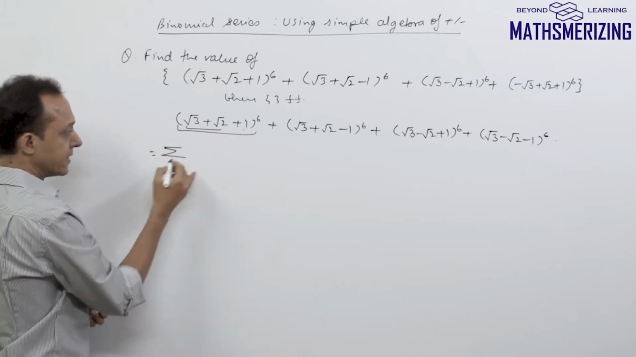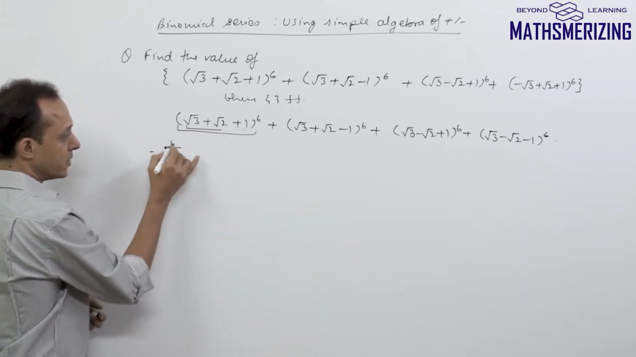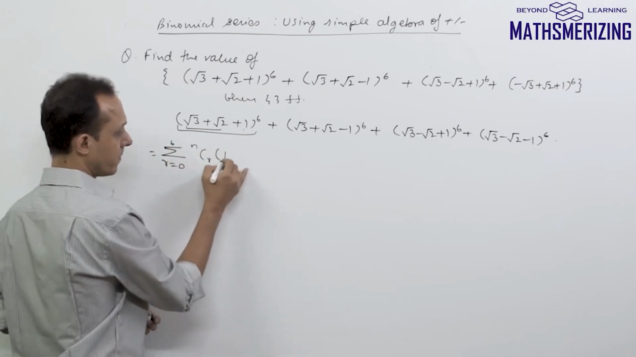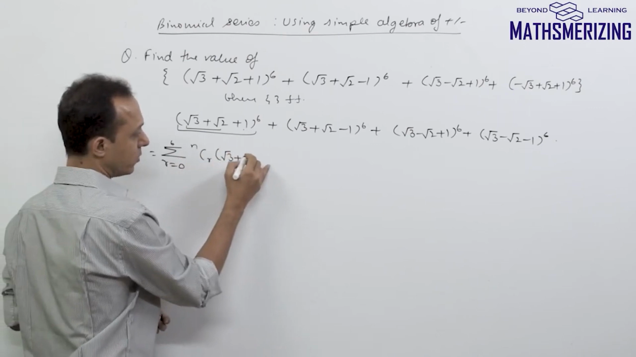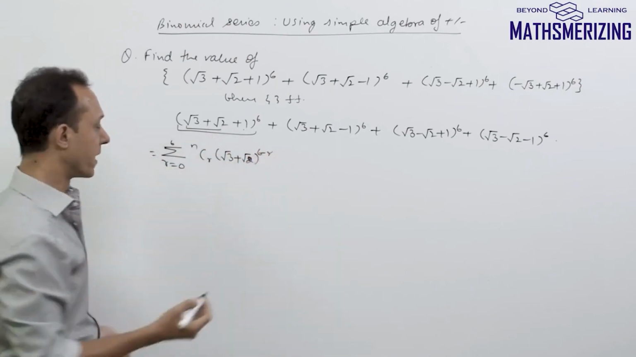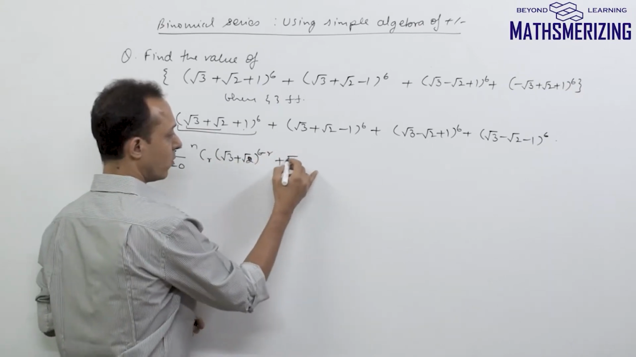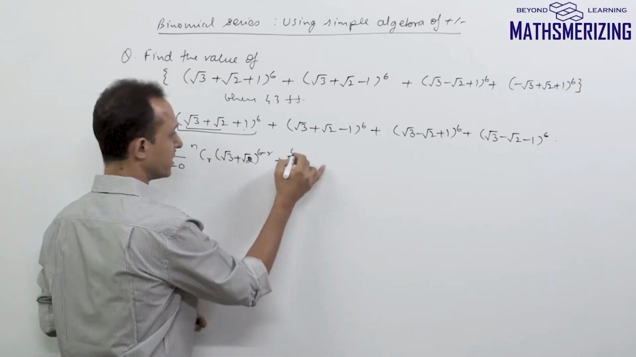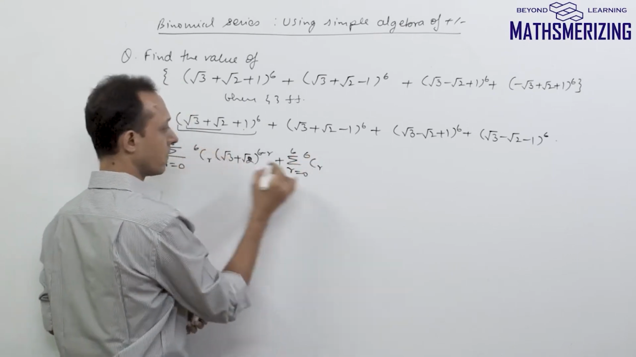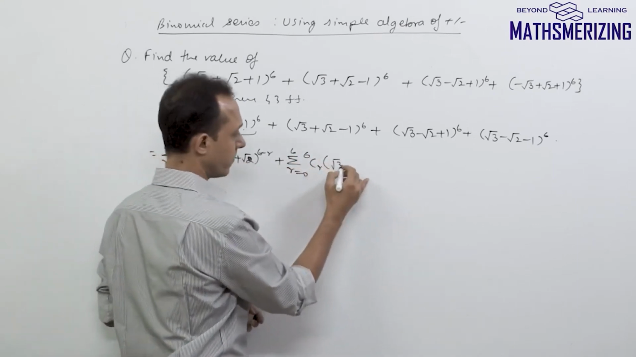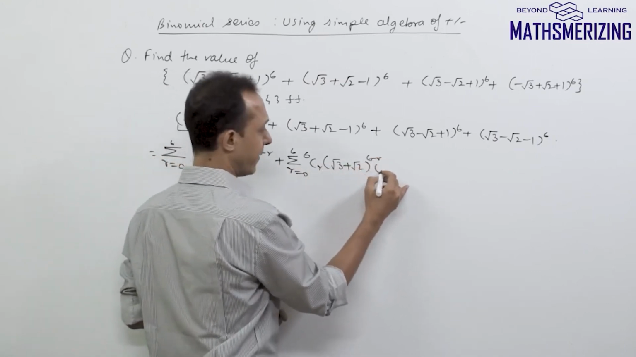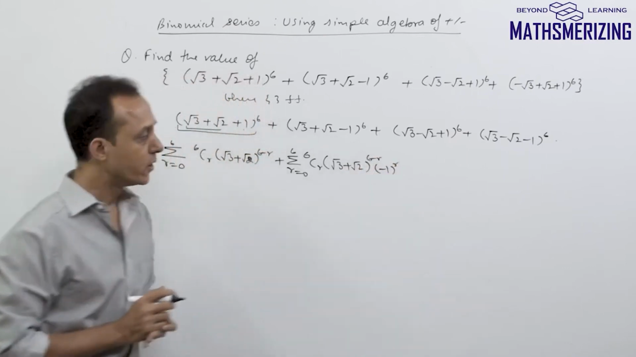So I can write the series as summation r varies from 0 to 6, nCr (root 3 plus root 2) to the power 6 minus r, and then 1 to the power r will be the same 1. So here r varies from 0 to 6, and here it will be 6Cr (root 3 plus root 2) to the power 6 minus r, and then minus 1 to the power r.